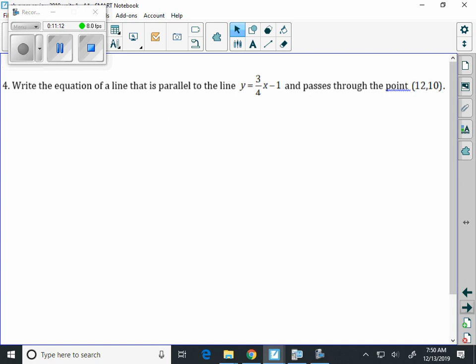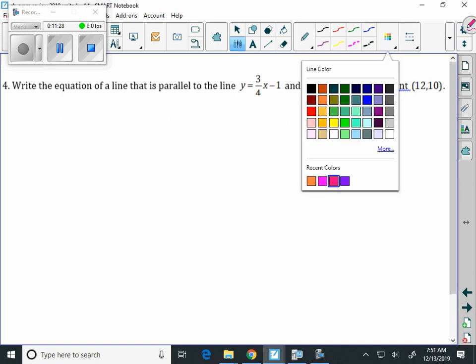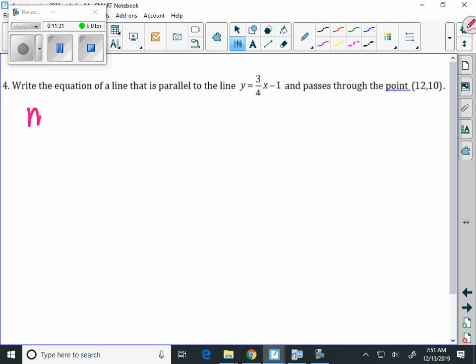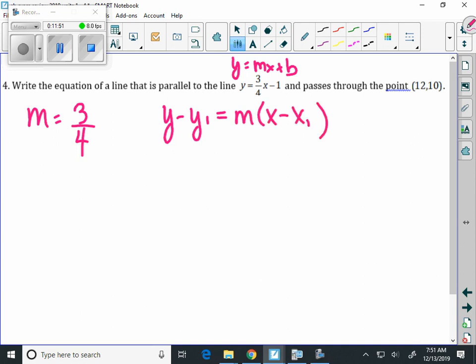Number 4, write the equation of a line that is parallel to the line y equals 3/4 x minus 1 and passes through the point 12, 10. Well, the thing that we need to know about parallel lines is that they have congruent slopes, and luckily for us, this equation is already in slope-intercept form. The slope of our line in this particular problem is 3/4. If you think back, y equals mx plus b. So when we write this here, we're going to put our equation back into the formula. y minus y1 equals m times x minus x1.